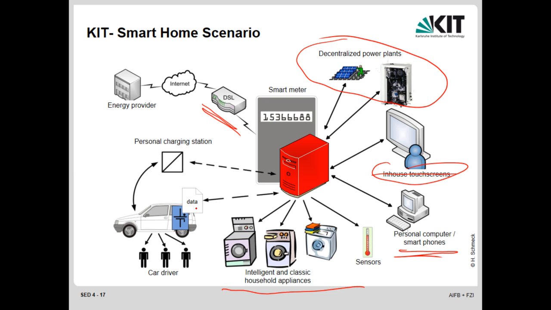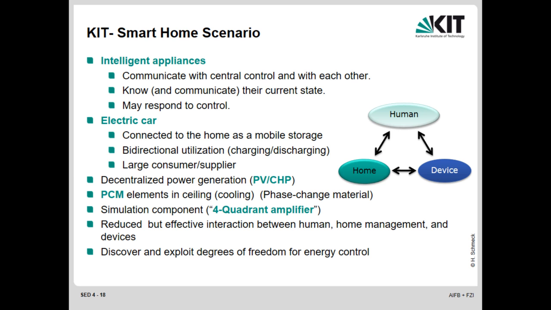And there is an electric vehicle which needs information. And we have the car driver. We have the personal charging station. So all the elements are there that one needs. And what we can test there is the interplay between devices, the house, and humans. So we have these intelligent appliances, we have electric vehicles, which can be used in a bidirectional way, not just driving forward and backwards, but also providing energy from the house to the vehicle and backwards into the house.